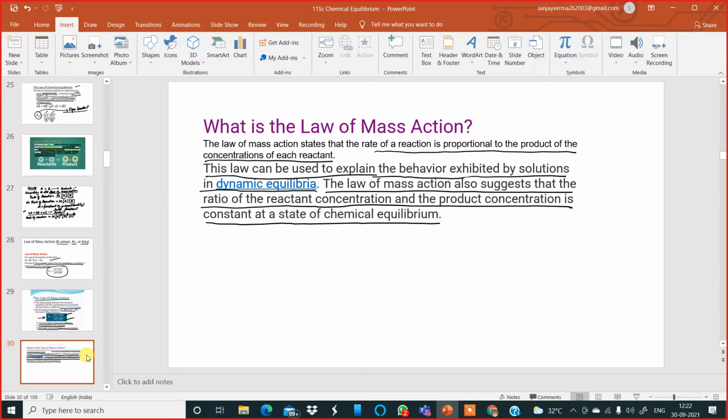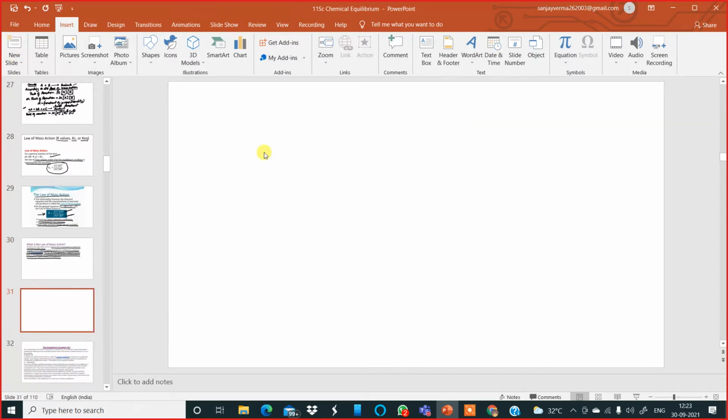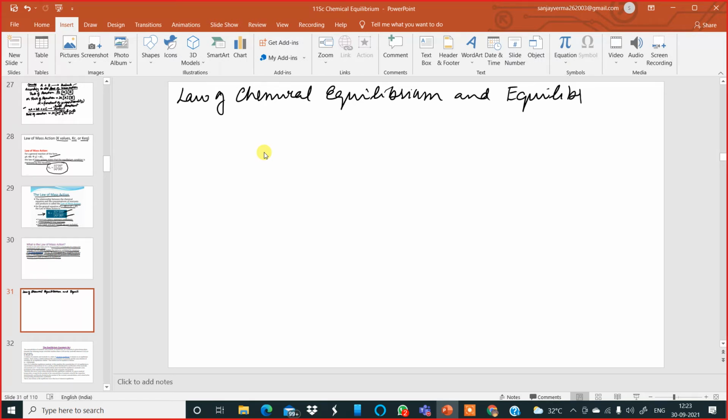Now let me introduce one slide over here to explain to you properly the law of chemical equilibrium and equilibrium constant. Law of chemical equilibrium and equilibrium constant. This is important, that's why I am doing it for you. Try to understand this derivation.